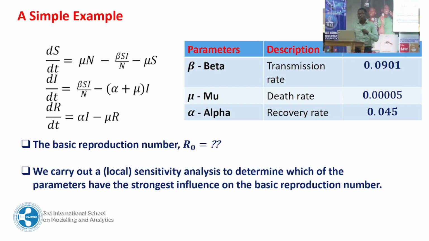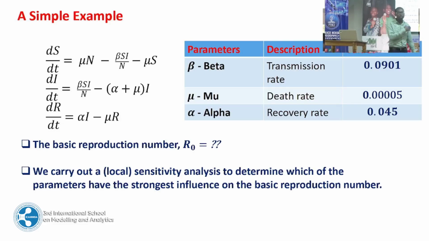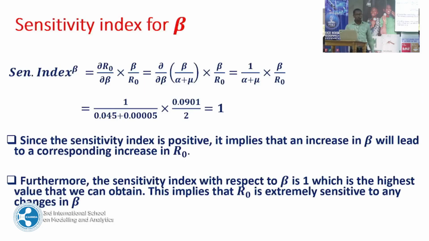And then we now carry out sensitivity analysis to determine which of the parameters of these models, is it the beta, the mu, or the alpha, which of them have the strongest influence on the R naught? Which of these parameters are driving the basic reproduction number? So let's see how to go about that. So let's look at the first one for beta, the sensitivity index for beta. How do we calculate that? We got that formula earlier. Partial R naught over what?